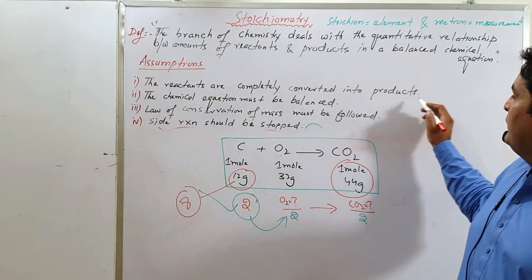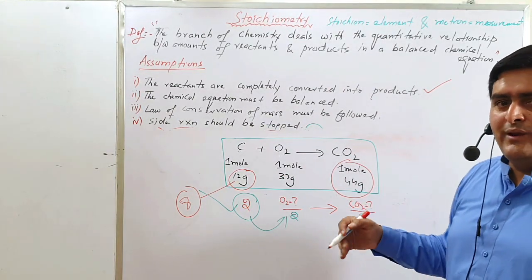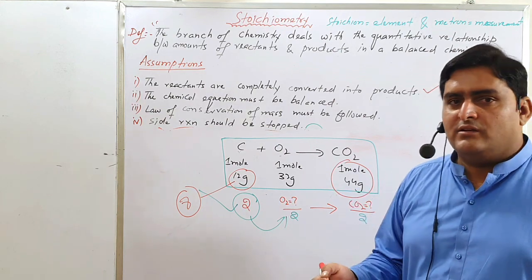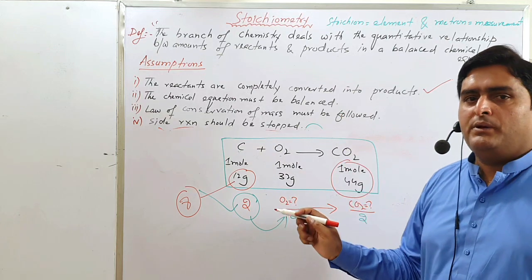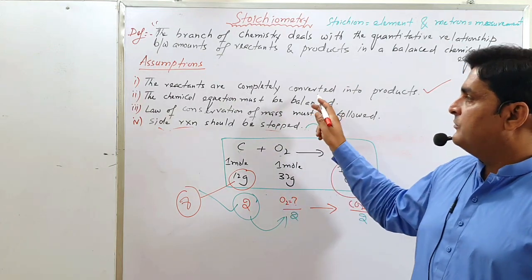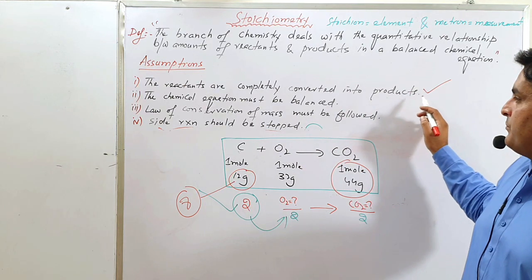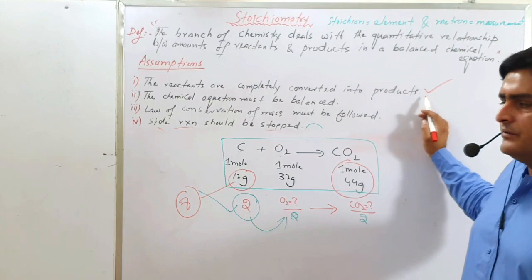So we have to wait for the exact amount of product. For an exact calculation, we have to wait until the completion of the reaction. The reaction must be completed. The given amount of reactants must be converted into products. So if we don't follow this assumption, our answer will be wrong.